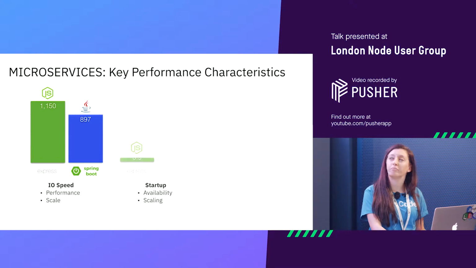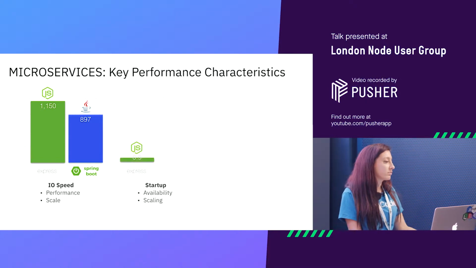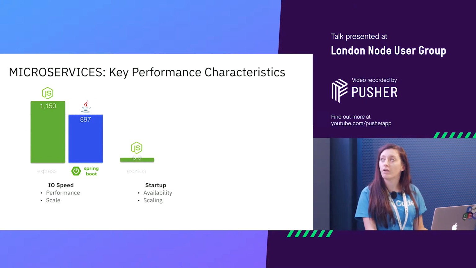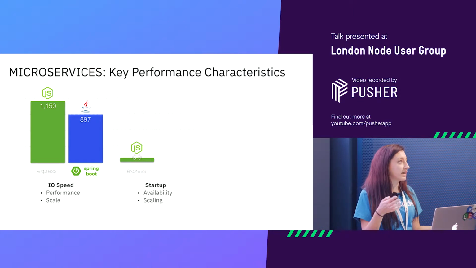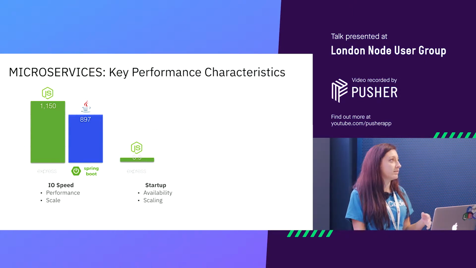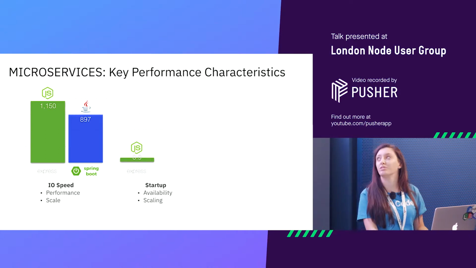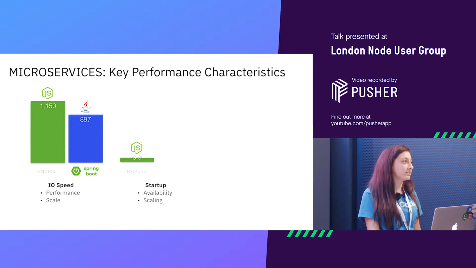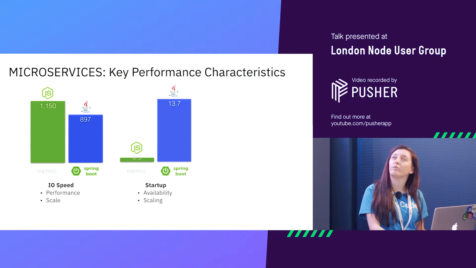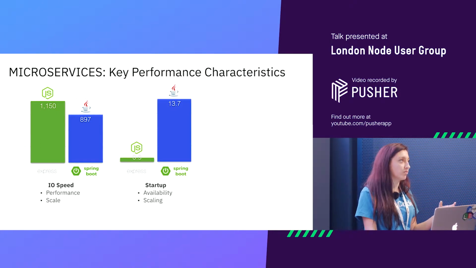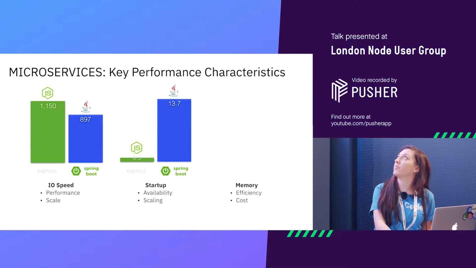Then there's startup time. When you're deploying inside something like Kubernetes or Docker, you really want things to scale up and scale down very quickly. So the amount of time it takes for your app to start is important. With Express, you're getting less than a second. For a Spring Boot, you're getting about 14 seconds. So when you want to add a new node, you've got to wait 14 seconds before it can actually start handling requests.